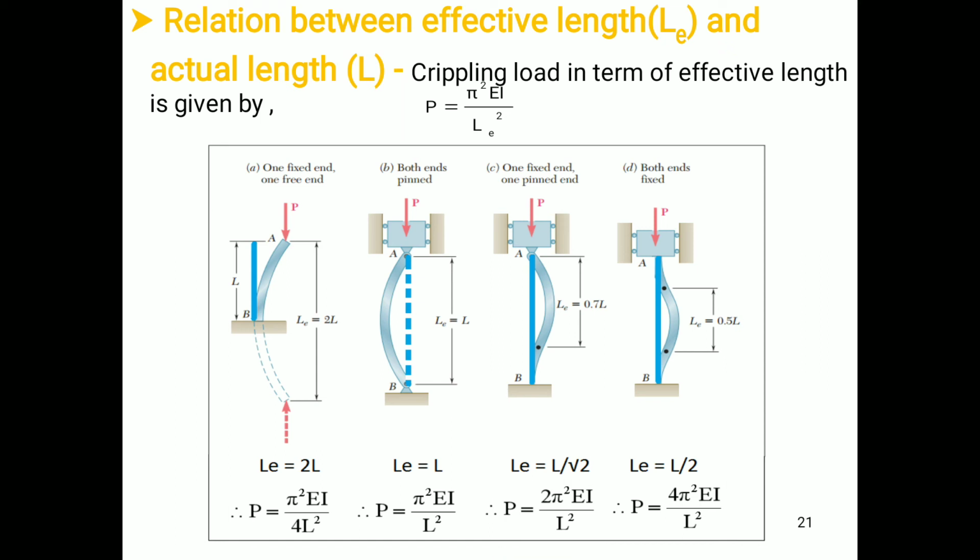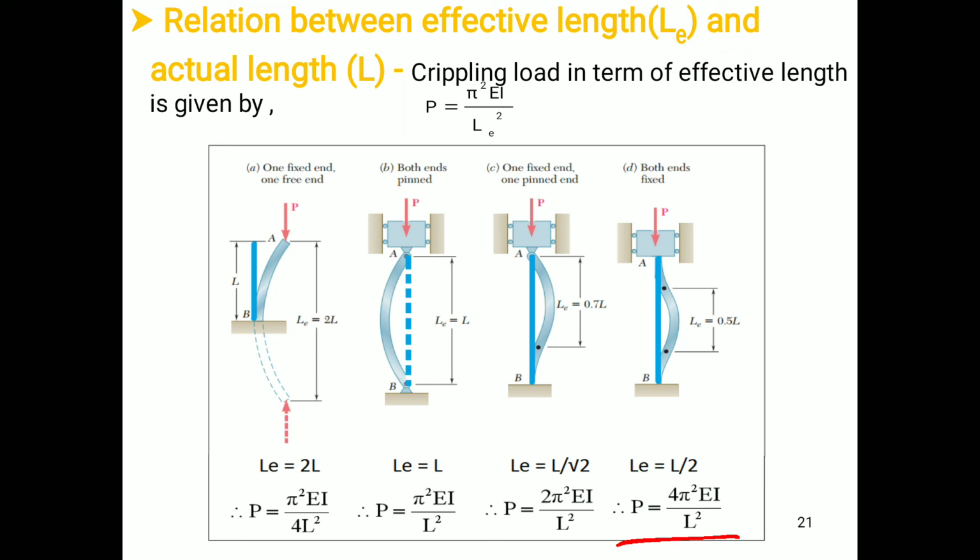And the last column we have is with both ends fixed. So end B is fixed and end A is also fixed, and it is subjected to axial load P. Due to that load, the column will bend in this particular manner. Therefore, we have the effective length L by 2, which is 0.5 of L. Put the value of effective length into the crippling load, and the equation will become 4 pi square EI upon L square.